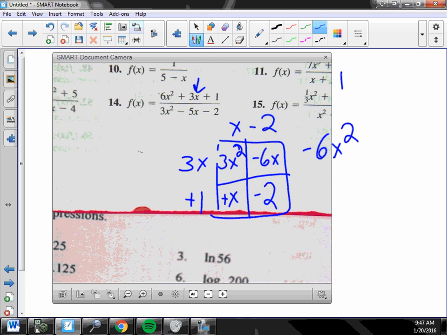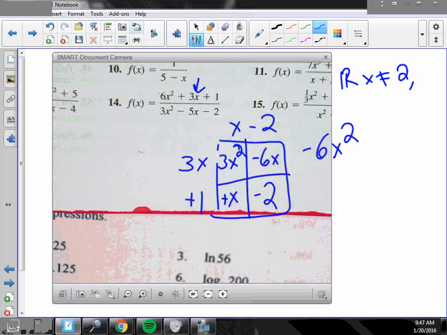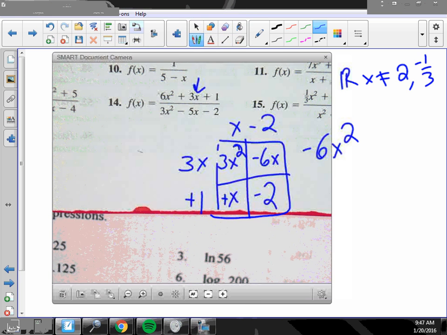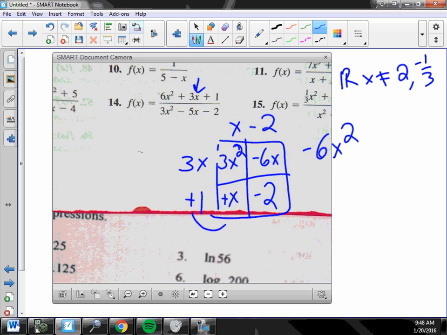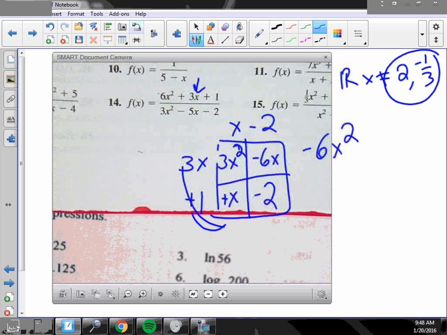So the domain would be all real numbers, but x is not allowed to be 2 or negative 1/3. Everybody get that? So we would subtract 1 and divide by 3. Now, are those holes or are they vertical asymptotes? They're both vertical asymptotes because the top didn't factor. So both of those are VAs.